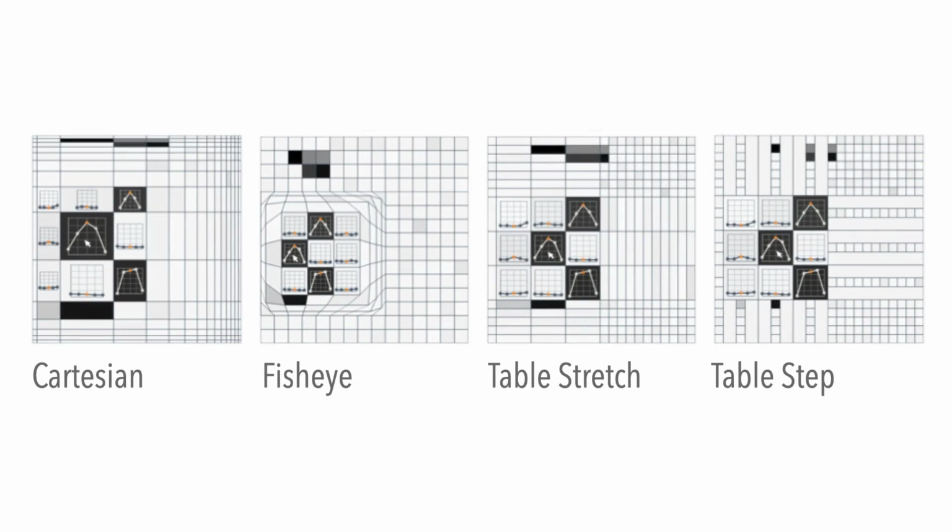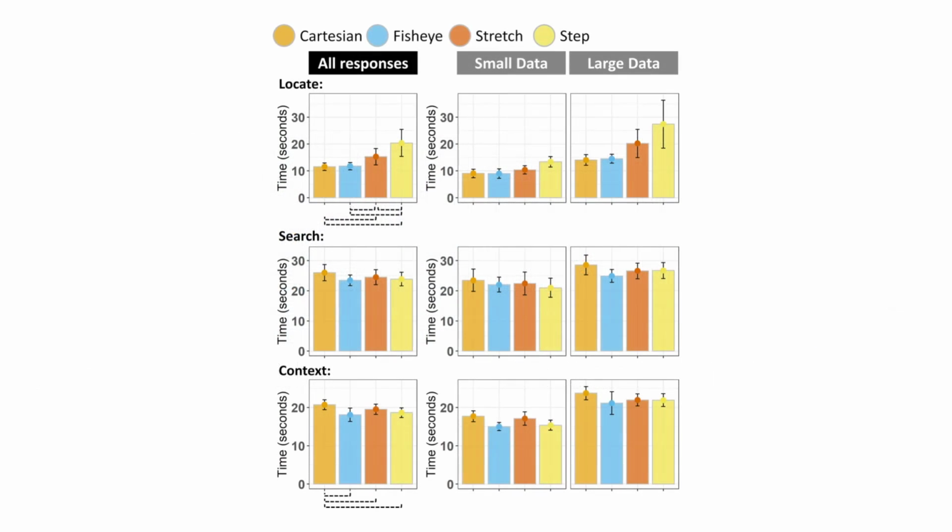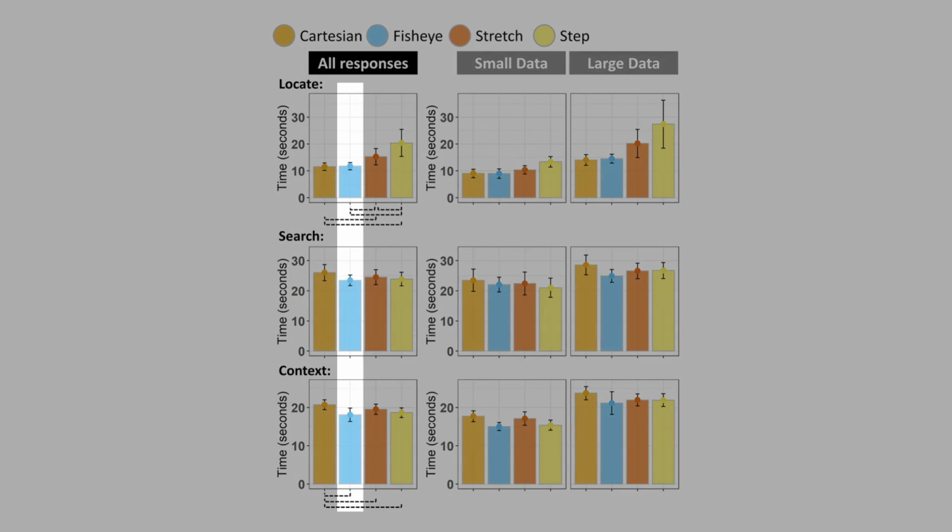In our first user study, we investigated how different focus and context techniques, or lenses, can impact perception and task performance for exploring MMVs. We tested 4 lenses in the study: Cartesian, fisheye, table stretch, and table step. Our results showed that while participants performed similarly on accuracy across all conditions, participants were fastest when using the fisheye condition, particularly for the locate and context tasks. For the search task, participants did not perform the task significantly faster with any specific lens.